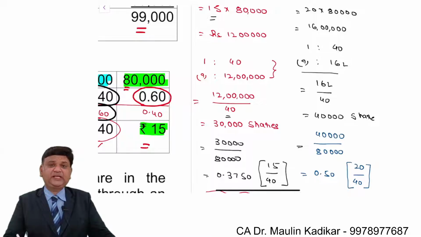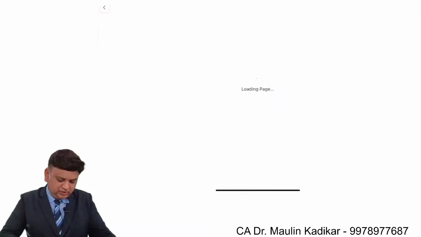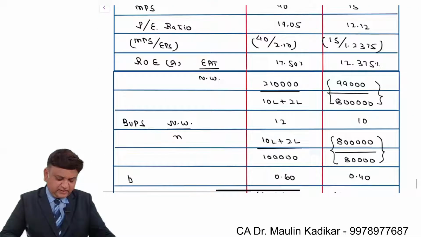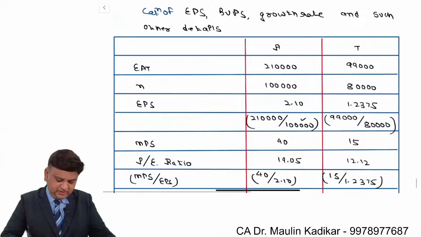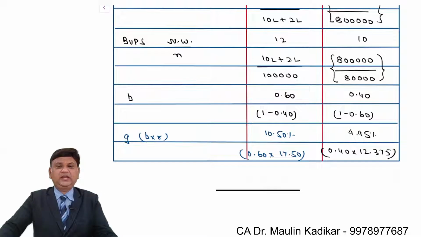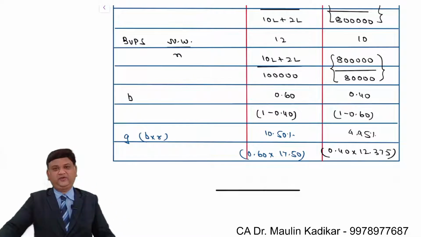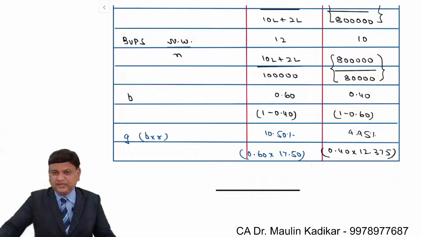Now the question says, what do you think, will the exchange ratio be near to 0.375 or near to 0.50? So looking to the answers that we have computed in the first and second part of the question, we are required to give an answer: what do you expect the exchange ratio to be, near to 0.375 or near to 0.5? I request you to give the answer in the chat box along with the reason.